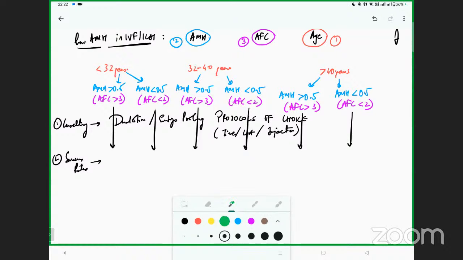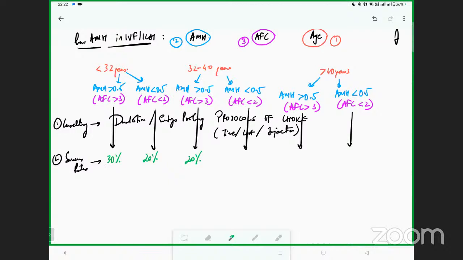Here, the success rate is going to be usually 30% because the age is less. Between 32 and 40, it is 20%. With AMH less than 0.5, it is 10%. It's very, very simple. Actually, here it is 10% and here it is 5%. Of course, these parameters are not exact success rate parameters, but when I talk of these success rates, I'm trying to talk of live birth rates. Please understand, my success rates will always be as live birth rates.